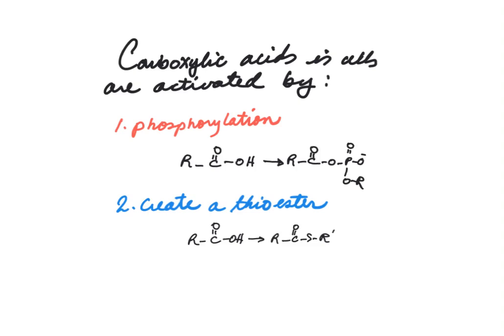In biological systems, carboxylic acids are unreactive too. Those get activated by two different methods. One is the phosphorylation of the carboxylic acid group by the use of molecules of ATP to create a mixed phosphoanhydride bond. The second method is creation of a thioester bond by use of the thiol group of coenzyme A.